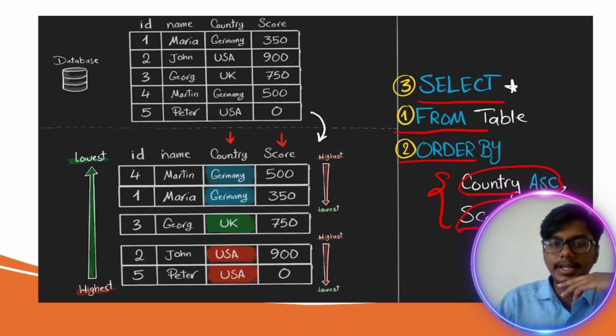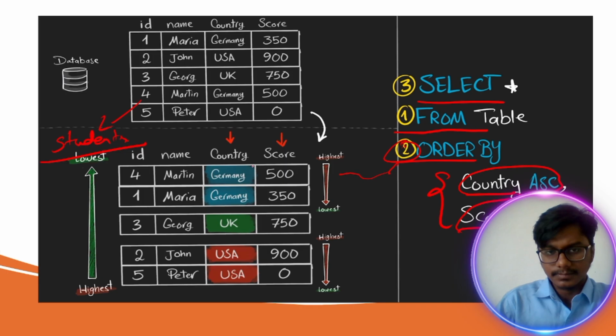So we are getting into the database. From which table? I need the students table. Let's consider this as the students table. Later, the second execution step is ORDER BY. The first column is country. We want it in alphabetical order, so G comes first. Martin and Maria belong to Germany, so they come first. And later the scores.